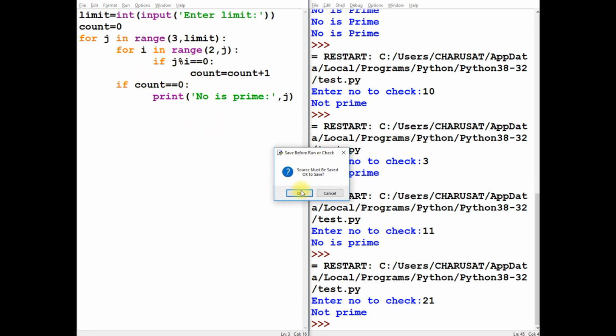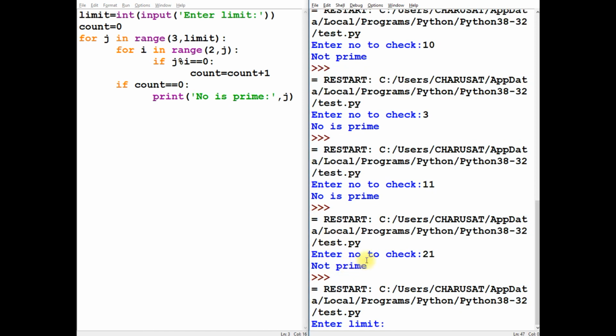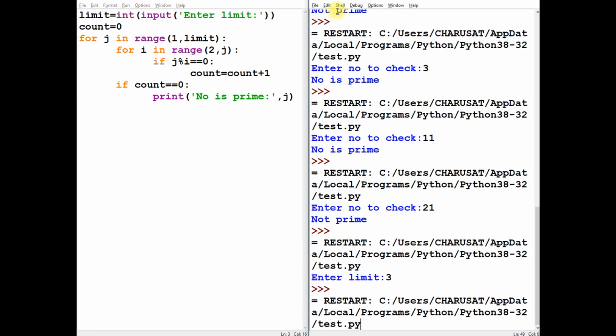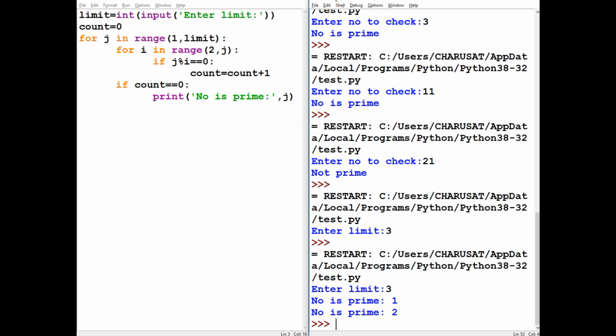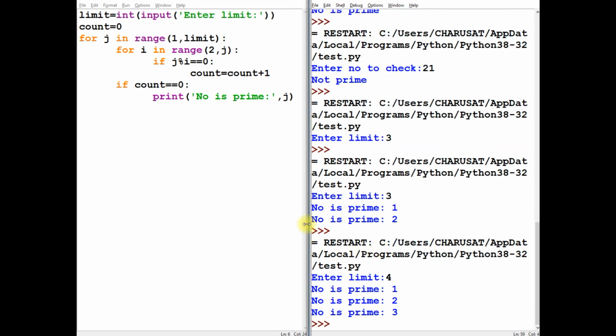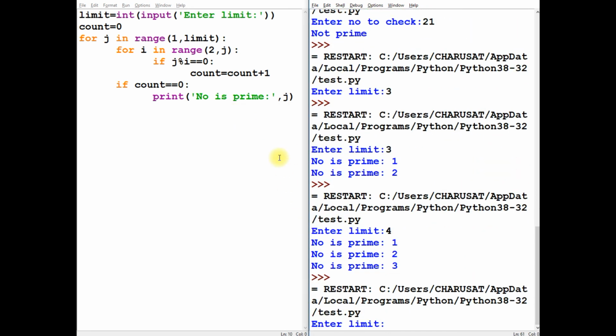Now let's run this code and see what happens. Let us check with 3. Okay, 3 is not printed, so let us start with 1 itself. Now 3 will be printed, since numbers 1 and 2 are prime numbers. Again running the same code, let us enter 4: 1 2 3. Again I am running this code. Let us enter 10.